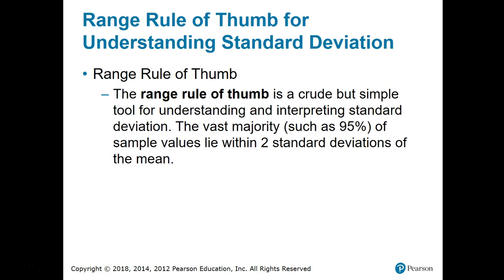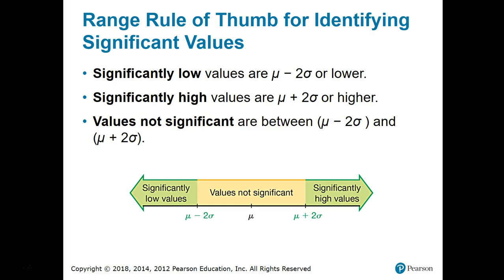All right, good. Range rule of thumb. It is a crude but simple tool for understanding and interpreting standard deviation. The vast majority of your samples will generally lie within 2 standard deviations. And this will be in distributions that we call normal distributions, and you will become very familiar with those as time goes on.